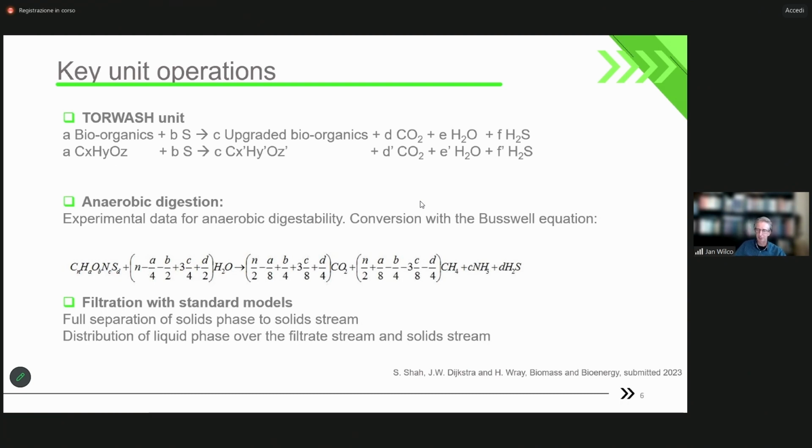If you're interested, we have submitted a paper, and this will give much more details on the modeling approach and the results.